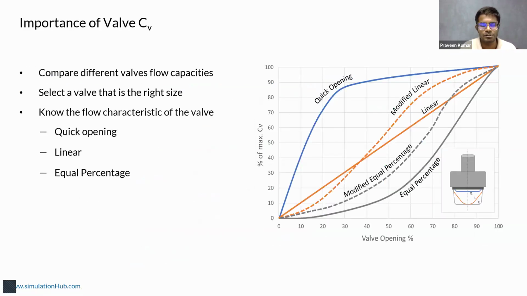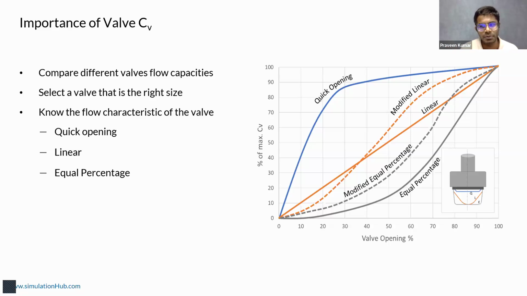So, what is the importance of CV? At the start of the session, we pulled out some facts on the importance of CV. What happens when the CV is not rightly determined or published, or a valve is undersized or oversized? It can cause big losses, damage to the system, reduced service life, and associated problems. It helps in comparing different valves and their flow capacity, selecting the right size of valve for your job, and also lets you know the CV curves, the flow characteristics of the valve.